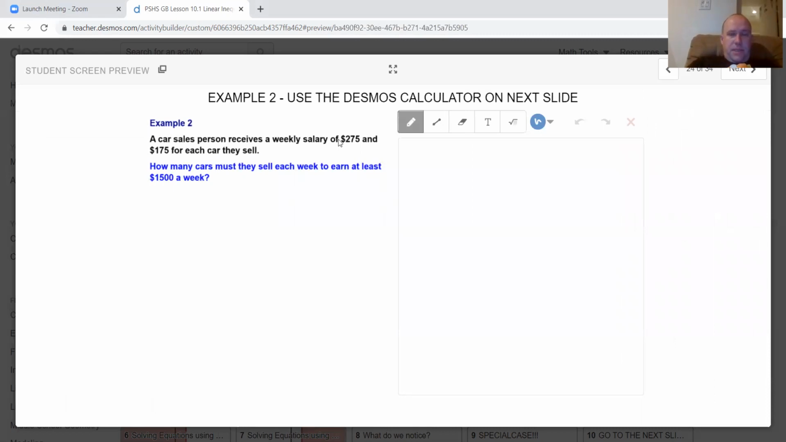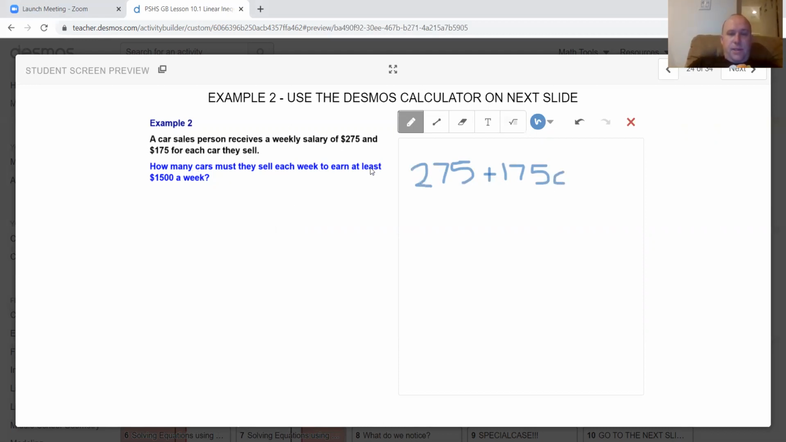Next one, car salesman receives a weekly salary of $275 and $175 for each car they sell. So they get $275 straight away, no matter what. And then they get $175 for each car they sell. So this is the variable. If they sell 1 car, they get 175. If they sell 2, they get 2 times 175, and so on.